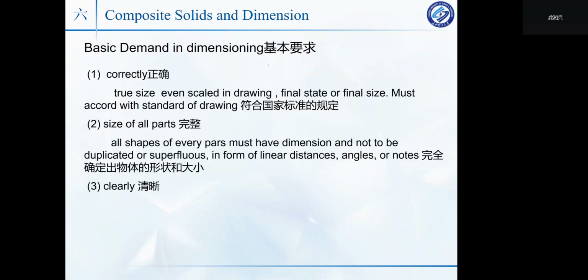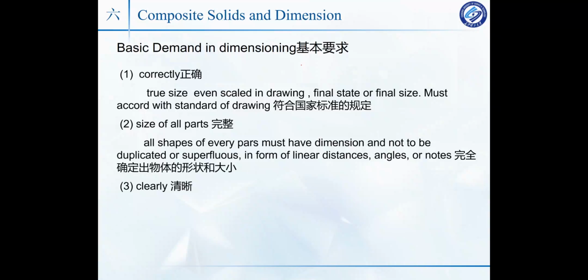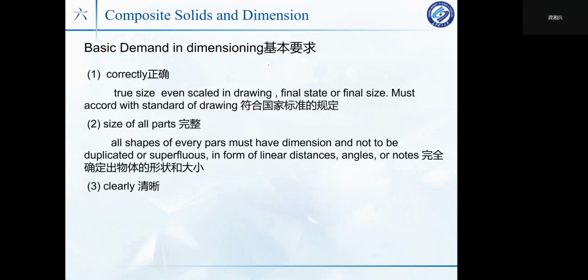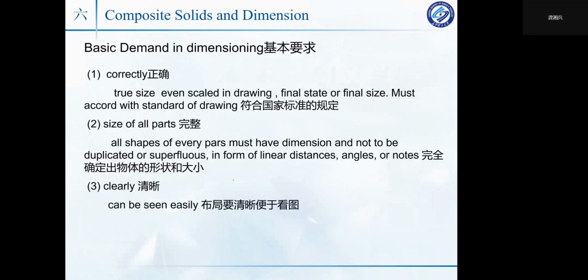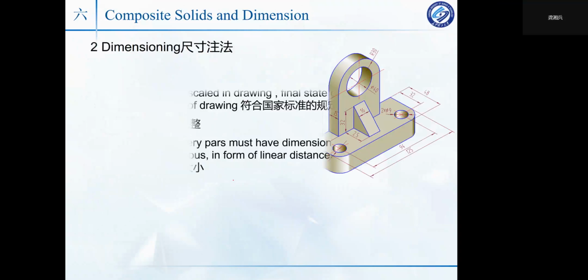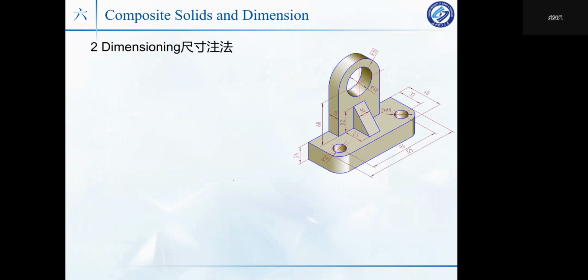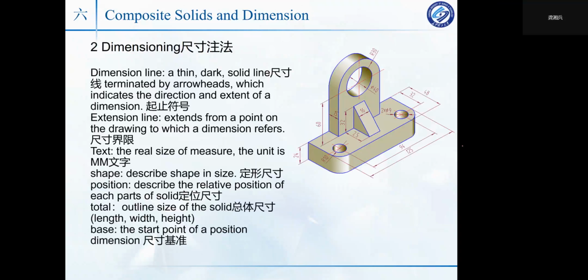Also clearly, you should make this one more clear. Clear means you should have a clear layout for the dimensions. Just like for the dimension, we will tell you. Okay, so a dimension is composed of different kinds of parts.